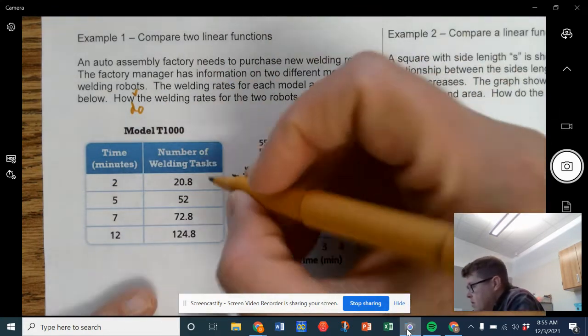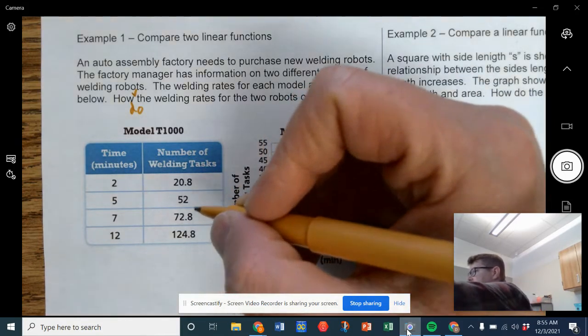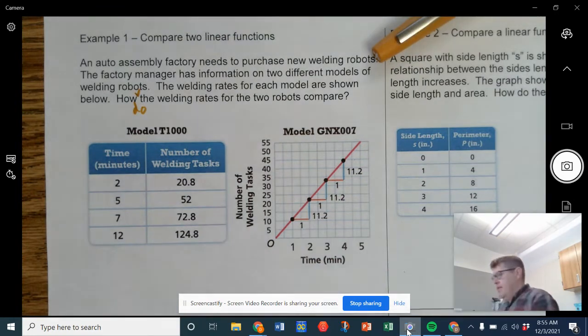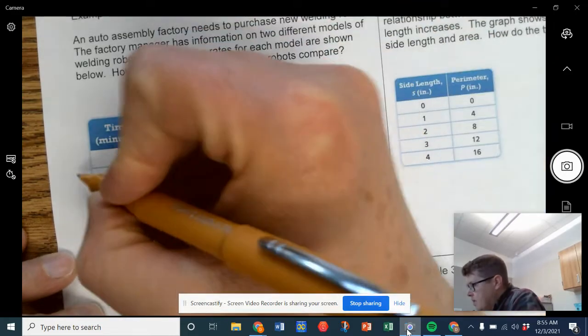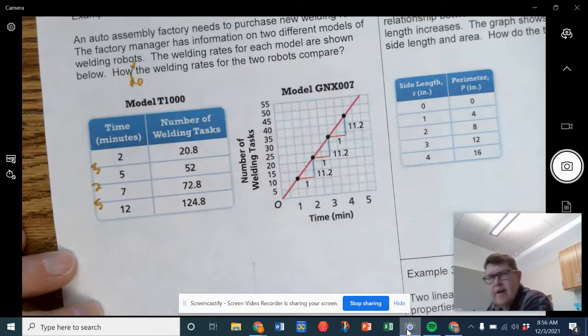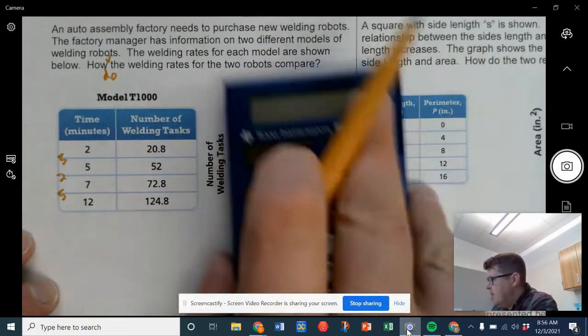T1000 right here. And so again, we're going to figure out the difference between each of our Y values and each of our X values. Use a calculator for this one because the math is not as easy, right? We can see that these are going up by 3 and then 2 and 5. So just initially, this does not look like it has a constant rate of change, but let's keep going, right?